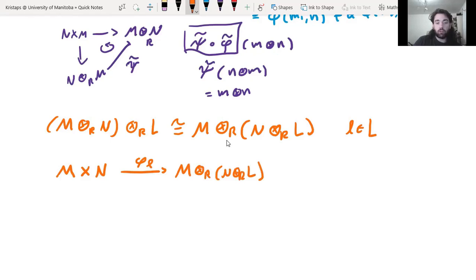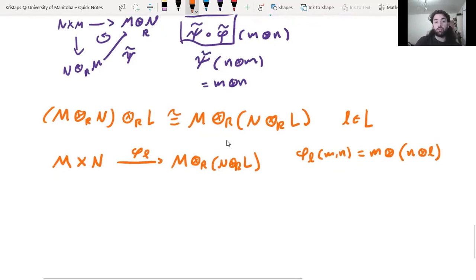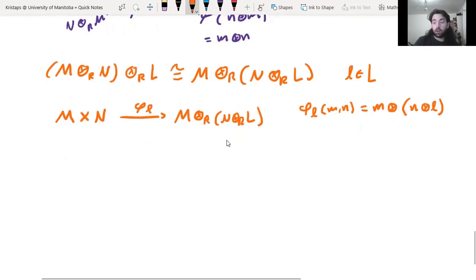And this map is going to act by taking phi sub little l of (m, n), and you can probably guess what I'm going to map this to. This is going to map to m tensor n tensor l. Again, in order to make use of the universal property of tensor products, I want to show that this is an R-bilinear map.